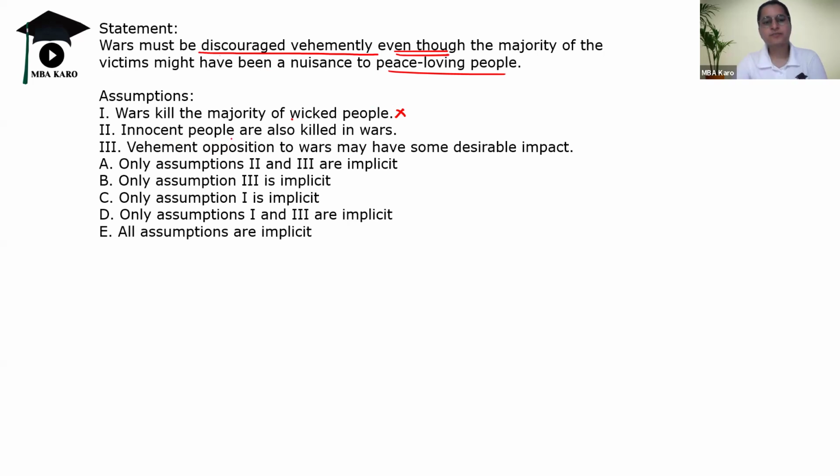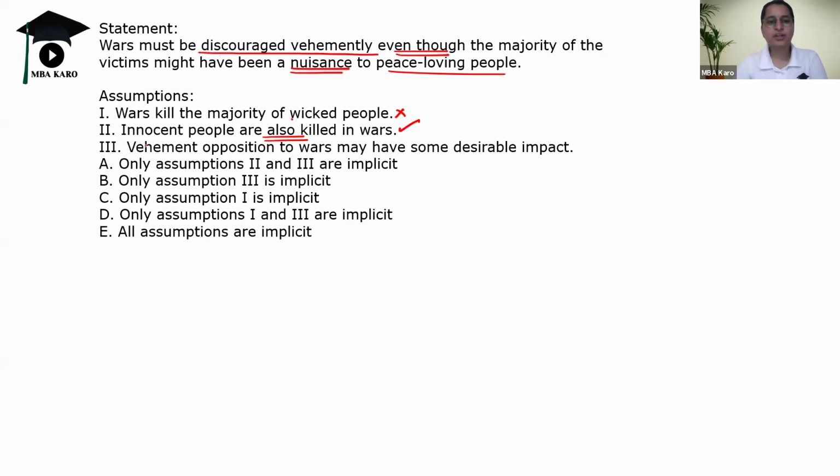Second, innocent people are also killed in wars. They are opposing wars vehemently. They are also assuming that innocent people are also killed in wars. Not saying only innocent people are killed in wars. Wicked people are killed in wars. See, the victims might have been a nuisance to peace-loving people. Still, they are discouraging wars. Why? Because they're assuming that innocent people are also killed in wars. So this one, innocent lives are lost.